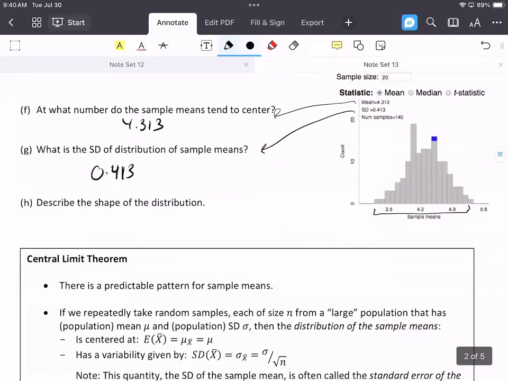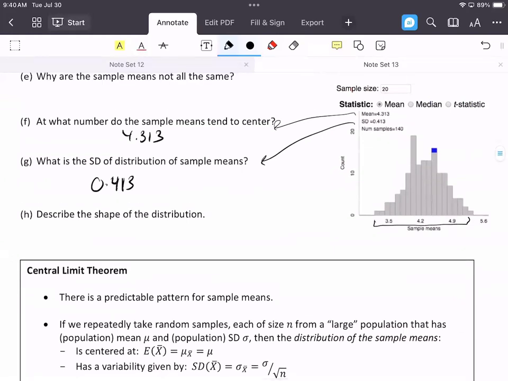Describe the shape. Well, to me now, this looks pretty symmetric. It doesn't look bad at all. Yeah, we have this high peak here, but it wouldn't be a bad estimation to draw a normal curve approximately like that.